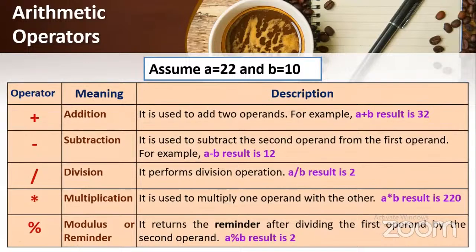Now see. The addition operator, very simple one. Everyone knows it. The plus symbol is used to perform the addition operation. As per our example, we have two variables a and b with the values 22 and 10. So if you perform a plus b, obviously we will get 32. Nothing new here. Very common thing.